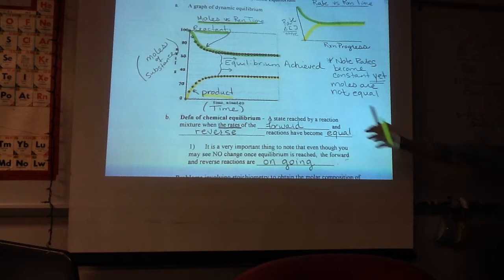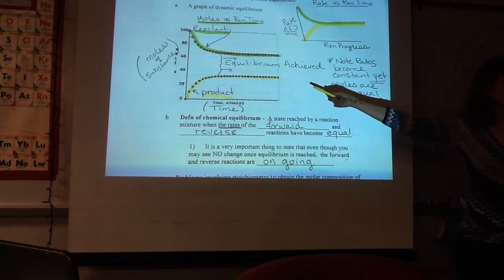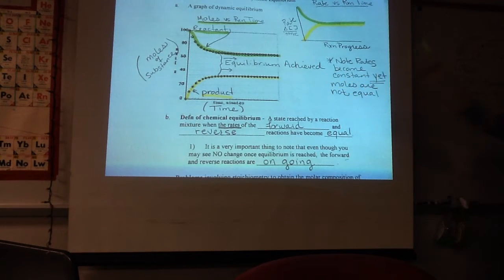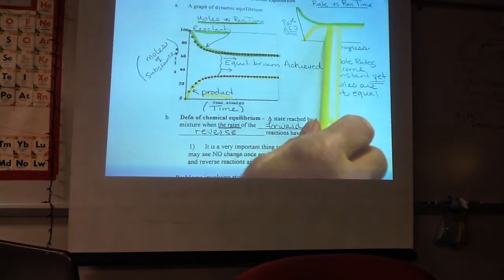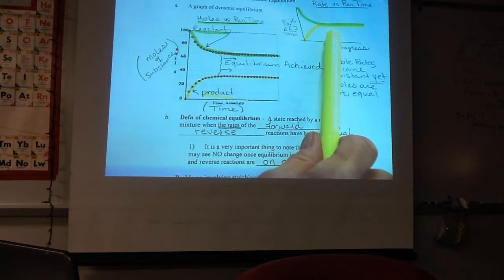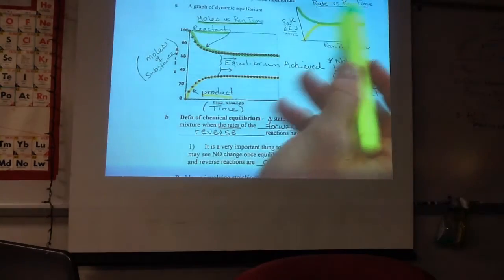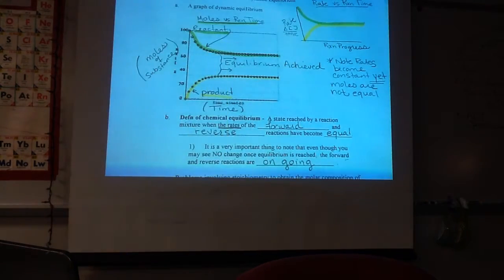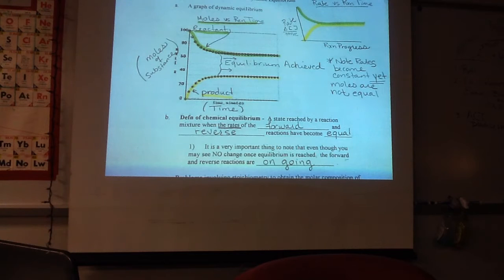Sometimes AP will give you a graph like the one you saw here in my note outline already produced and in the POGIL. And sometimes they're going to give you a graph like that which you see up here. So you have to be sure you're reading for understanding and understand the difference. This is rate versus reaction time. This is moles versus reaction time, or molarity versus reaction time.